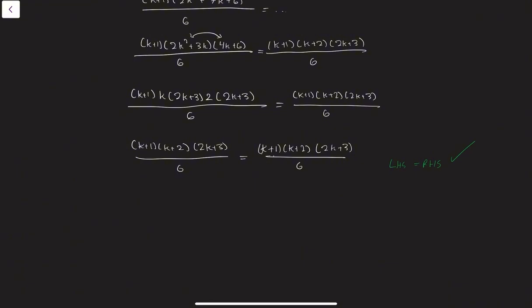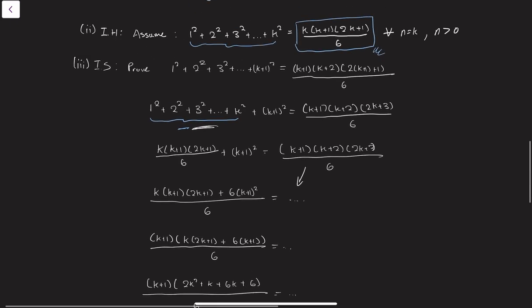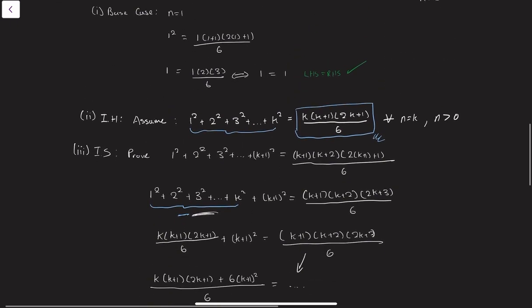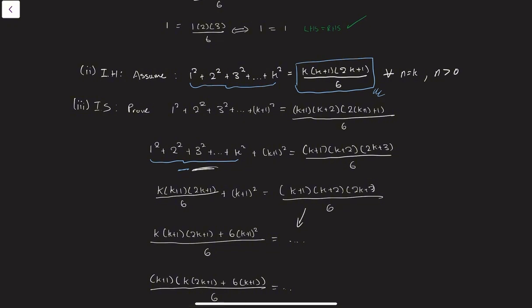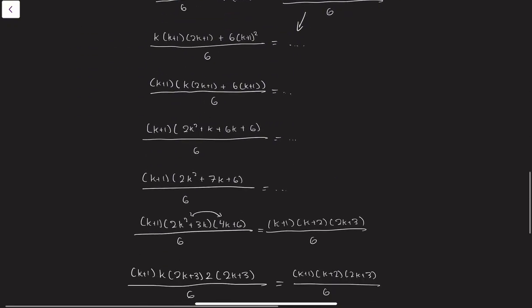I'll go through more problems like this. They're going to get some increase in complexity, but again, this is the general procedure. You prove the base case, then you make an assumption for some value k. And then using that assumption, you prove it for the very next term, k plus 1. So let's go to the next example.